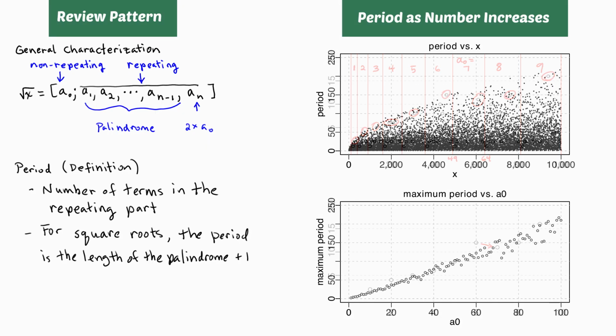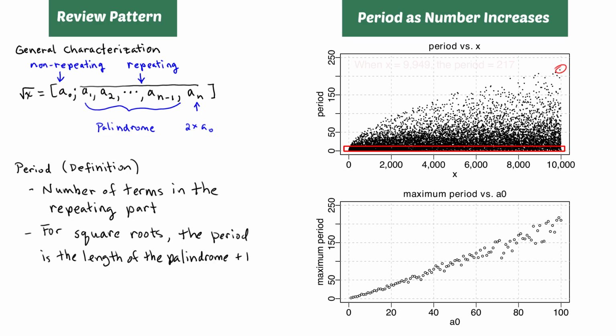Let's extend the plots to larger values of x and a0. These go up to x equals 10,000 and a0 equals 100. We still see that there are short periods. In fact, we can make a stronger statement. No matter how large we make x, we'll continue to see small periods, but we continue to see longer and longer ones too. This is the largest period for any x up to 10,000. When x equals 9,949, the period is 217.